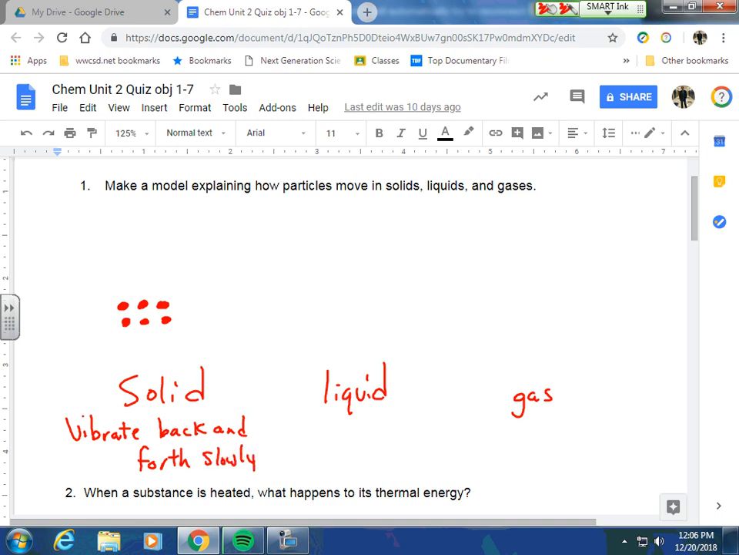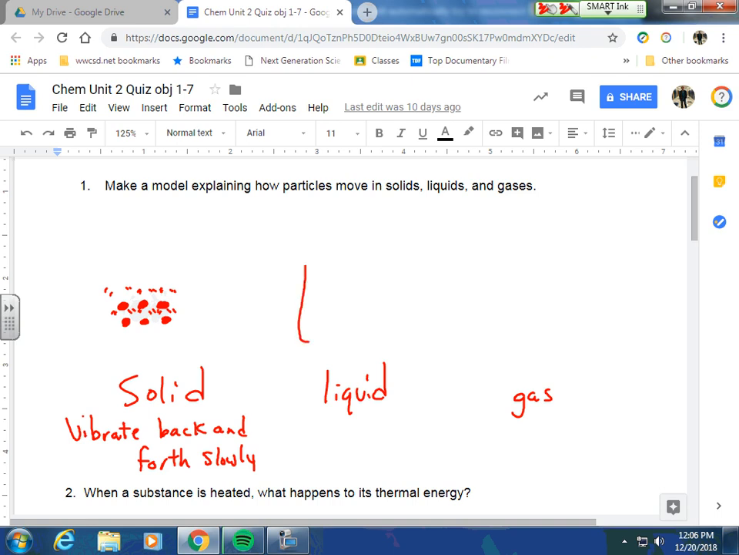And I show that with motion lines. Motion lines just look like little apostrophes around them. That's supposed to show that they're just vibrating back and forth. That's all. Now we have a liquid.